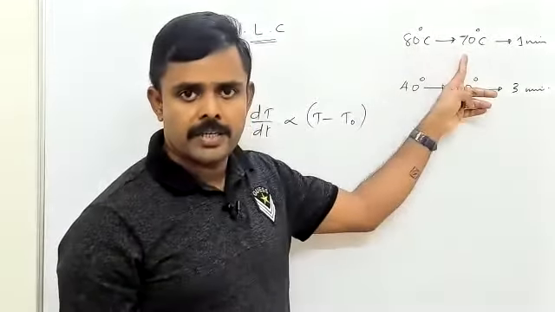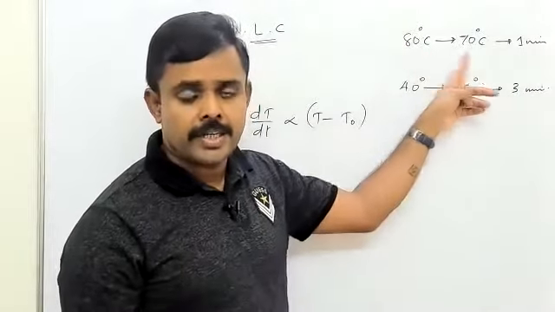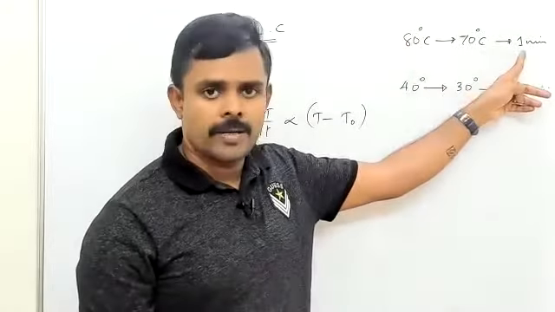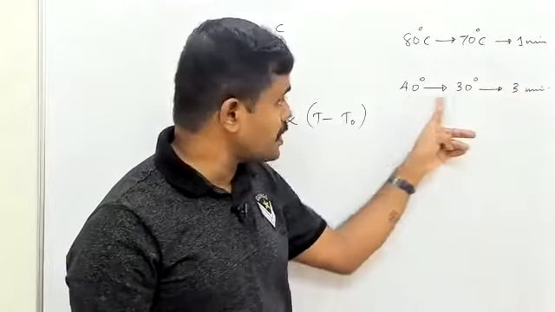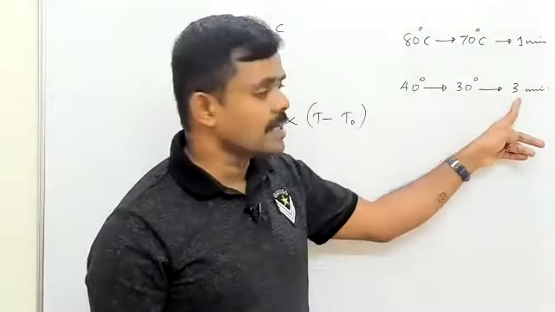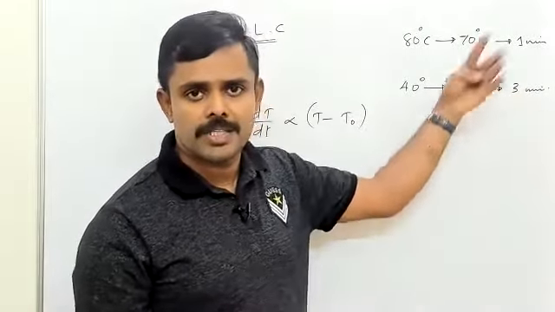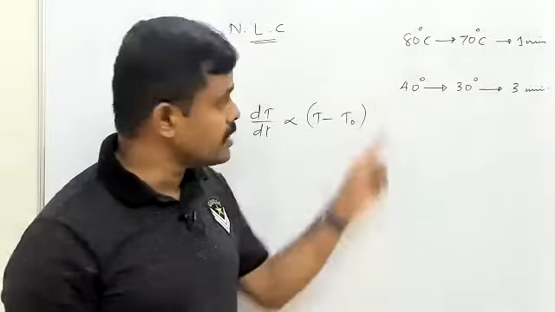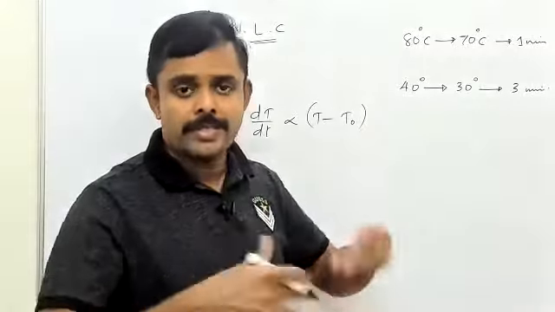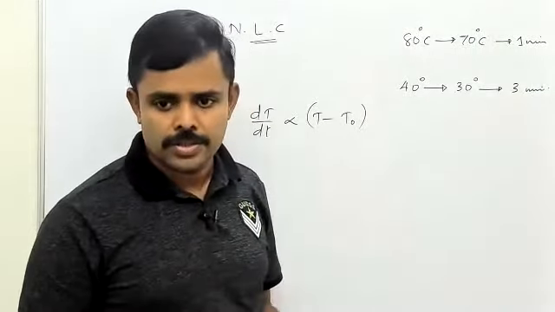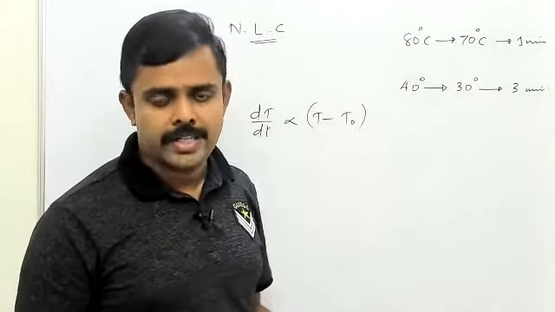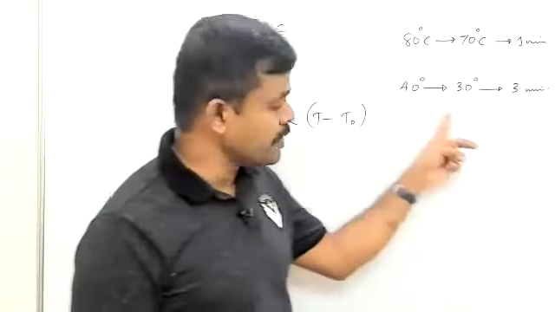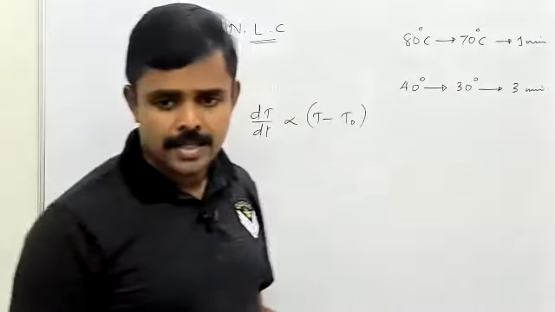80 minus 70, that is 10. For the 10 degrees Celsius drop, it took around 1 minute. While for the same 10 degrees Celsius drop, it has to take 3 minutes here, 3 times as much as in the first case. Why? That is what Newton's law of cooling says. When it is colder, the cooling takes place slowly. Understood? It's very slow. Rate of cooling is less.